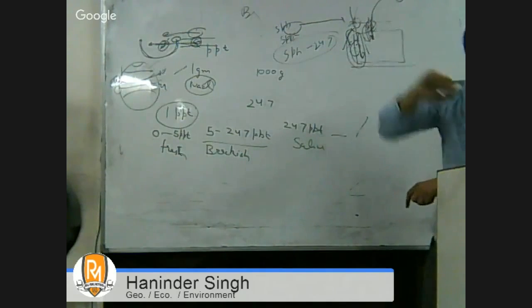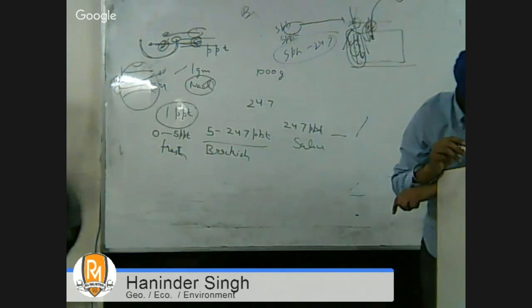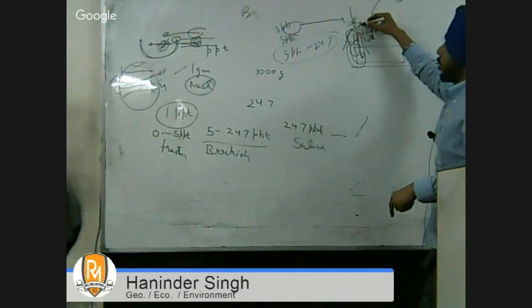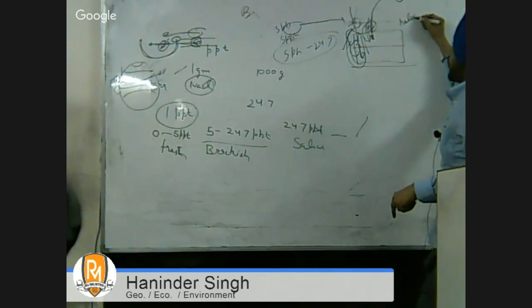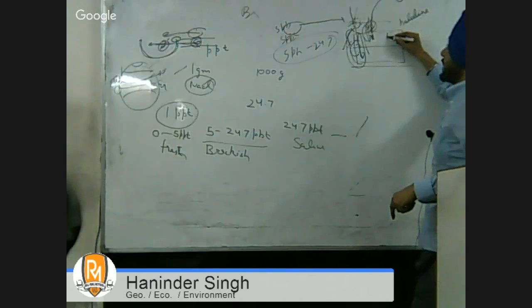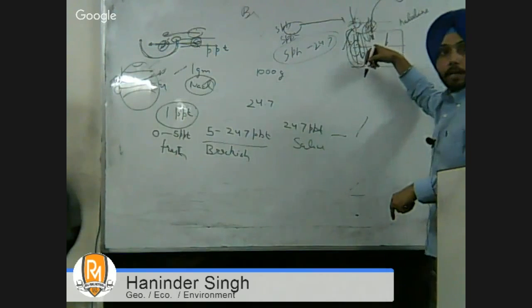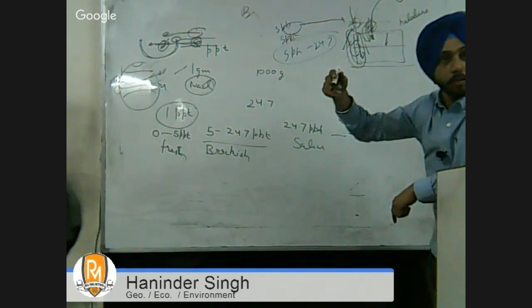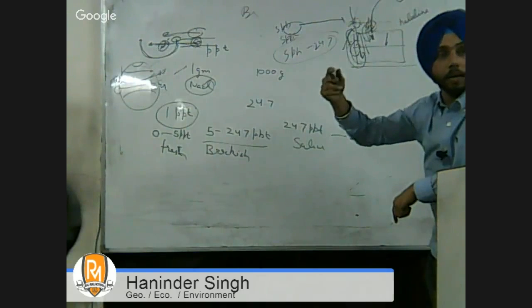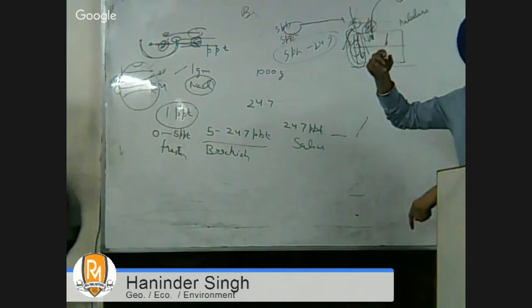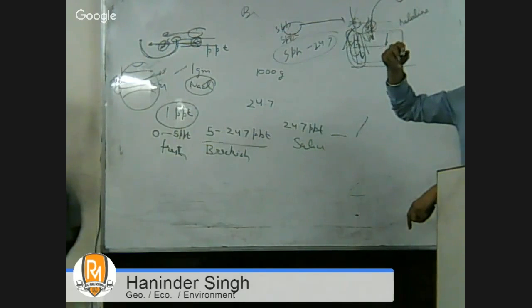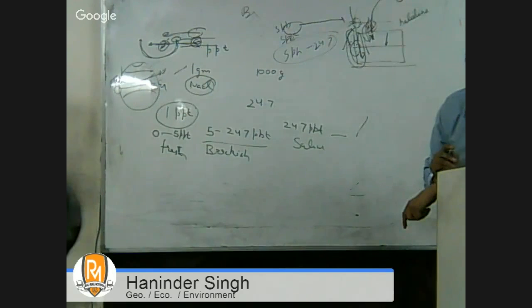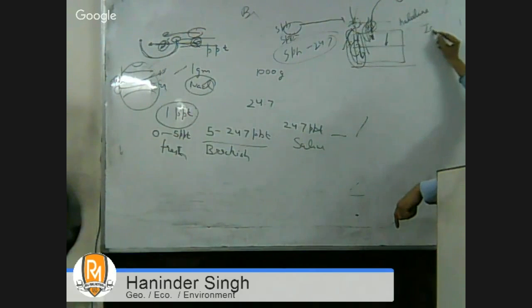Write this down. There is also a distinct layer in the water known as halocline, where salinity increases with depth.